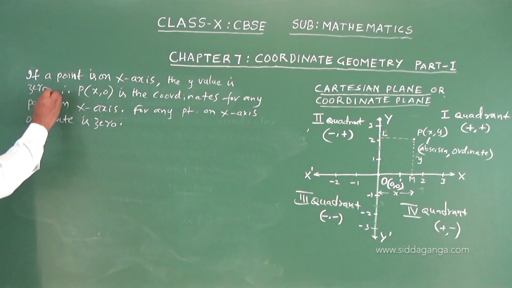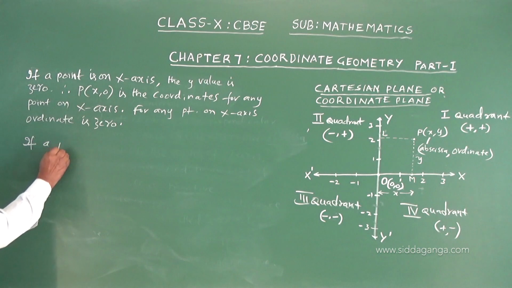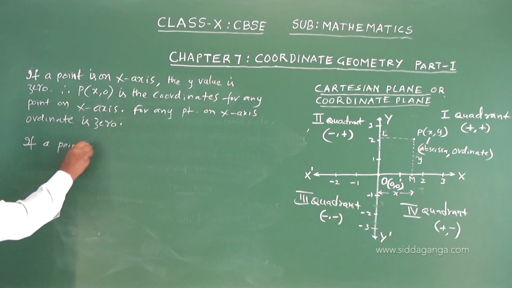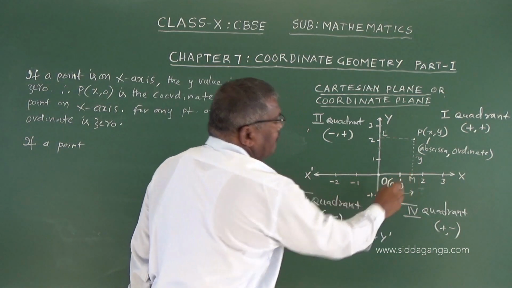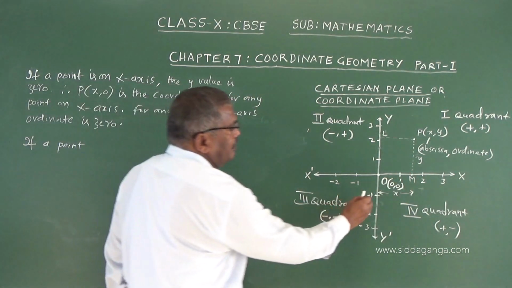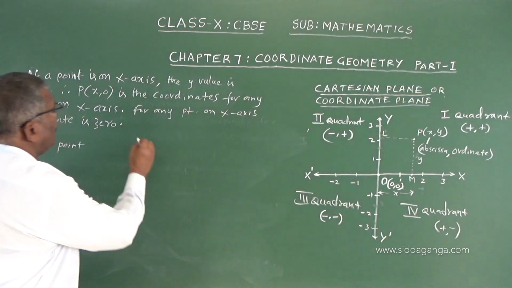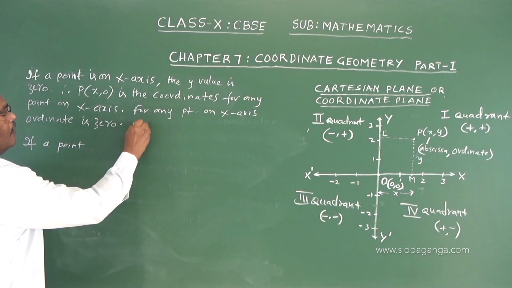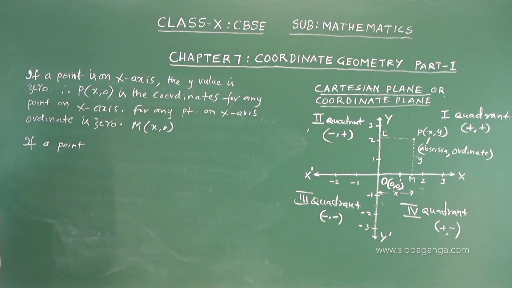Now, if a point, so in this sketch you can say the coordinates of M are, you can see, x coordinate is x and y coordinate is 0. So therefore, M coordinates are x and 0, you can see.